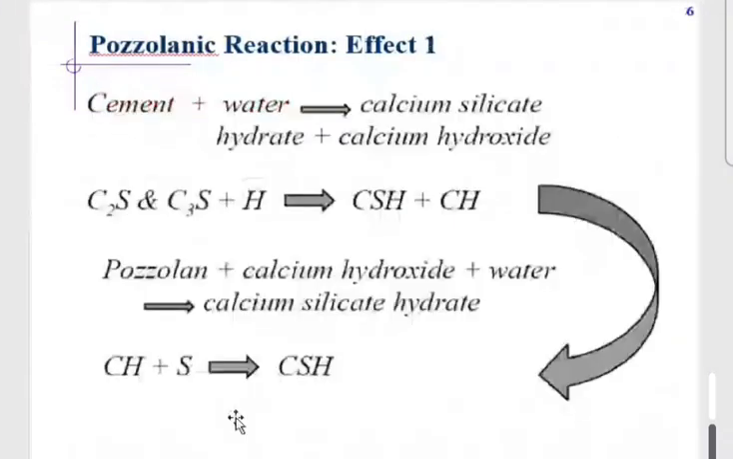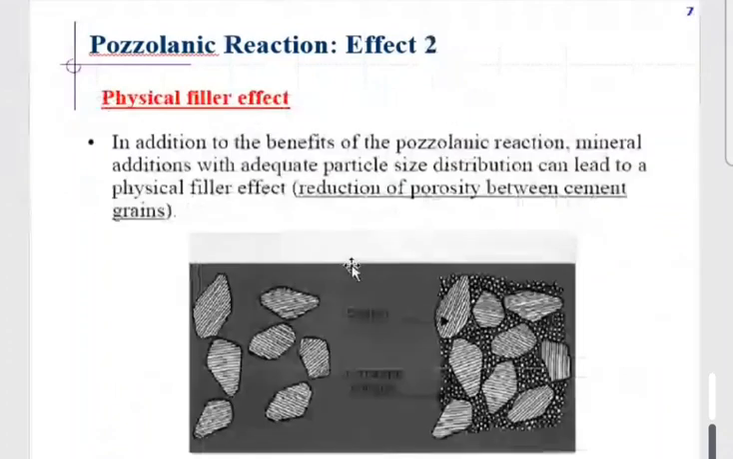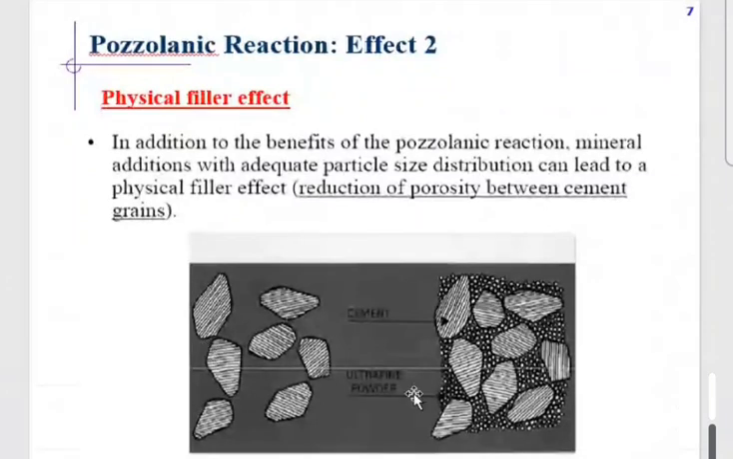Okay, the first effect was chemistry. This is the chemical effect. Now we talk about the physical one. The physical effect is actually the filler effect. If we see that these are the cement particles, so we have ultrafine powder. What it will do, it will fill in the gaps within the cement particles.